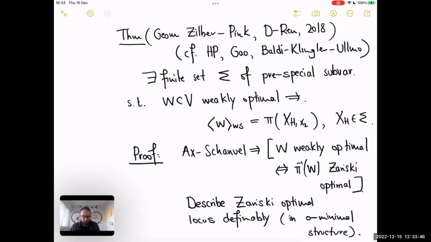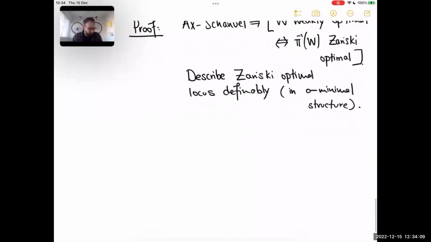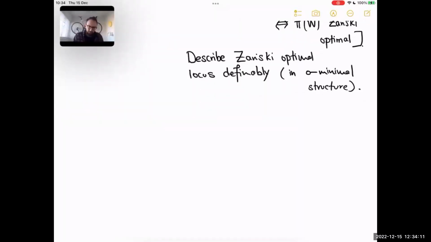So what I want to talk about today is essentially a refinement of this geometric version of the Zilber-Pink conjecture, proved with different methods, which I think are quite powerful and have appeared recently in other works in the subject. So let me introduce the machinery first.